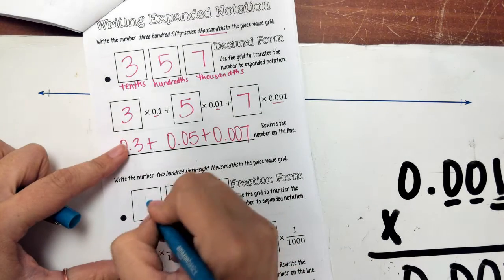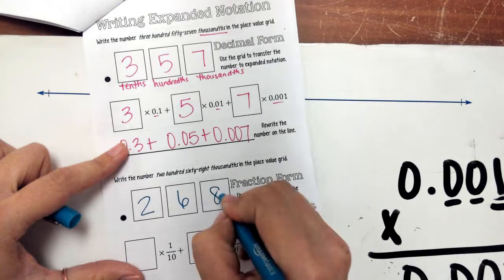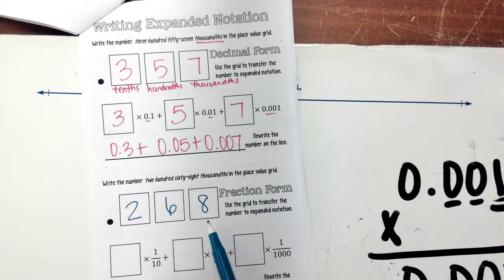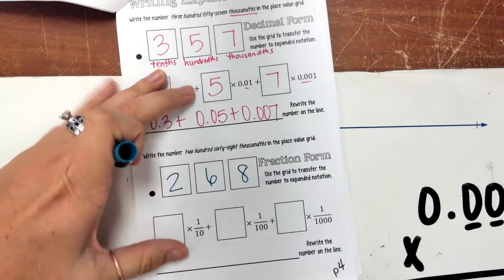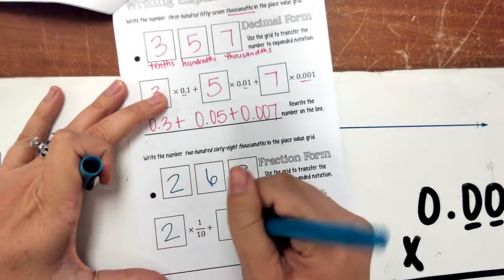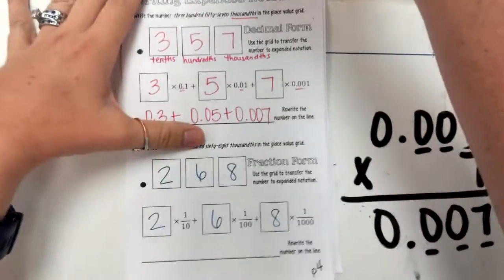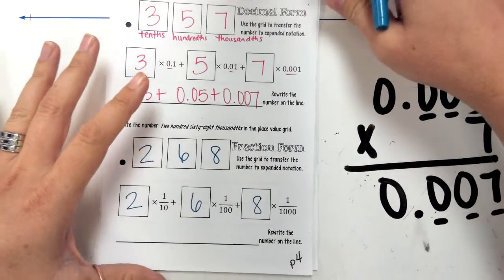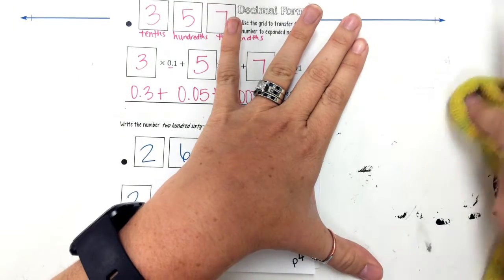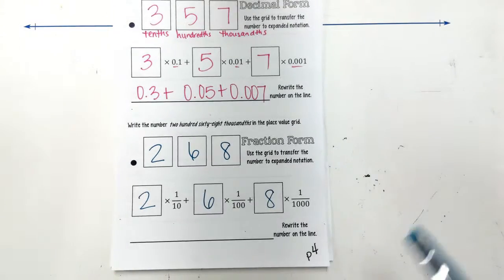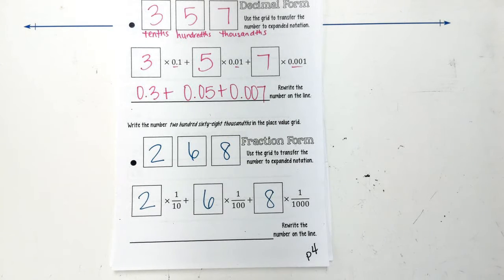So we should have 268 thousandths. We say it, and we add the thousandths at the end because that's where the digit stops. We're going to transfer to the grid here. Oh, thought I was paused. So we transfer to the grid. We're going to do the same thing. I want a different marker.